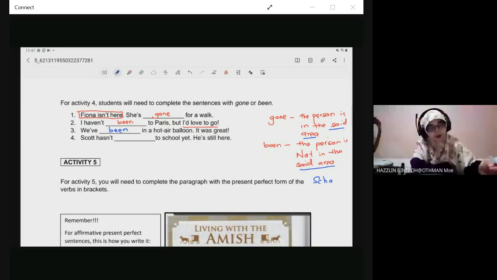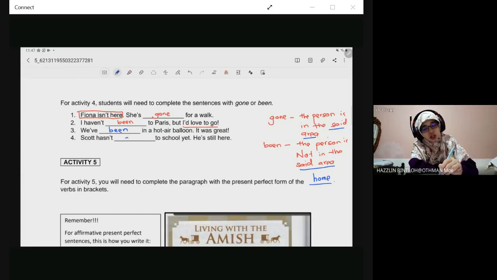Okay, so the fourth one, the mentioned area is school. He is at home. He's still here. How am I supposed to explain this? He's still here, so that means he hasn't gone anywhere. The mentioned area is school, and he is still at home. So that means Scott hasn't gone to school yet. He's still here. I hope you understand that.